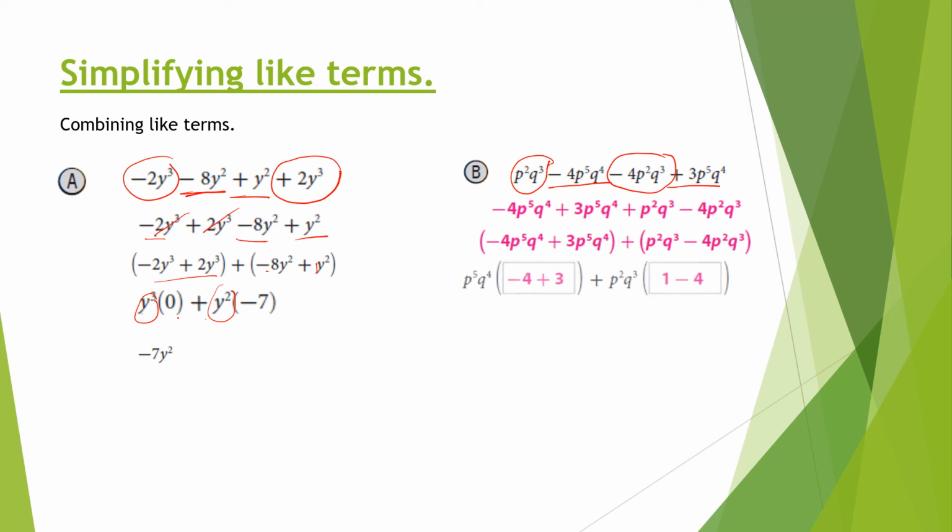Negative 4 plus 3 will give me negative 1, and 1 minus 4 will give me negative 3. So negative 1 times p power 5 q power 4 will be negative p power 5 q power 4, and here will be negative 3 p power 2 q power 3. So I'm just combining the like terms by adding or subtracting the constants, the numbers beside the variables, and keeping the variables as they are.